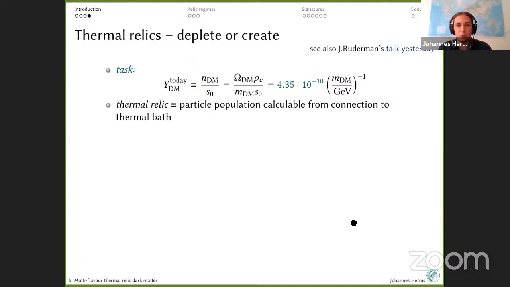So the task is we want to reproduce the observed dark matter abundance, which we can cast in terms of this abundance, which is a small number, right? So that's the dark matter number density normalized to the entropy of the universe, and that's about 10 to the minus 10. And the idea is that we talk about thermal relics, so that this abundance today should be calculable from the connection to a thermal bath, in this case, the standard model thermal bath.